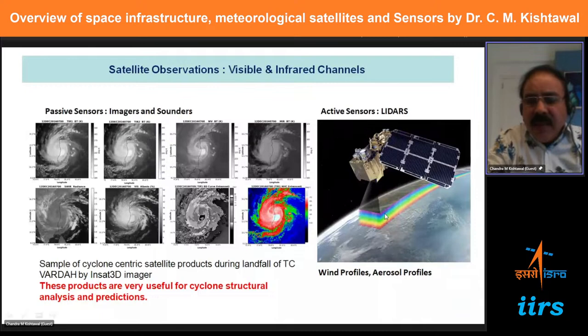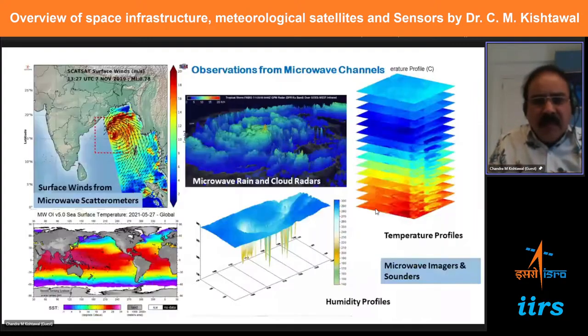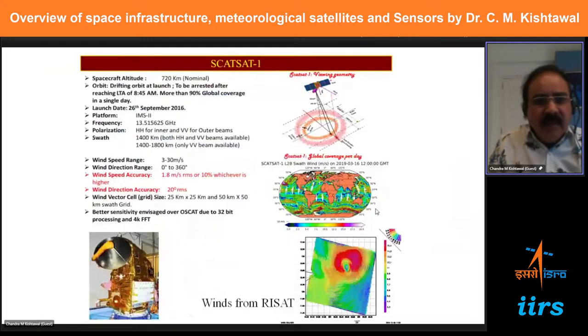Then there are the active sensors, lidars. They sense the entire column of the atmosphere in the clear sky area. So when there is a cloud, they can't give measurements there, because they are tracking aerosols and water vapors. Similarly, there are measurements of temperature from the microwave, which give the temperature and humidity profiles.